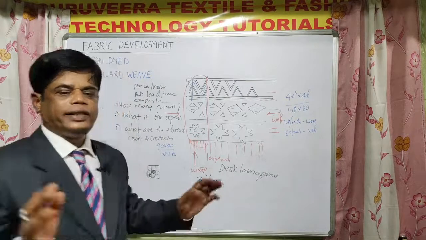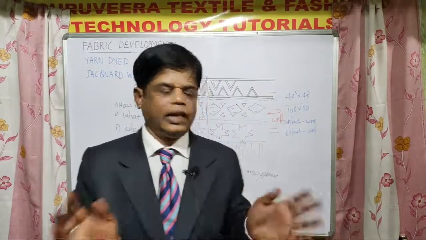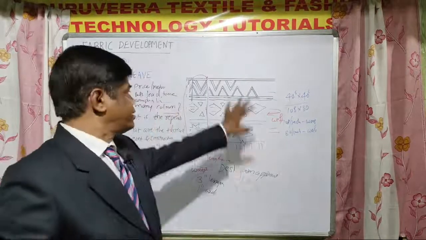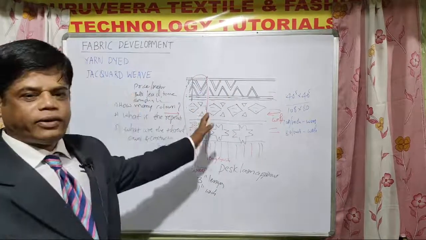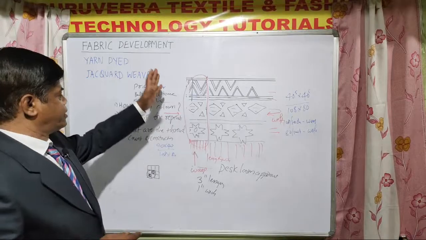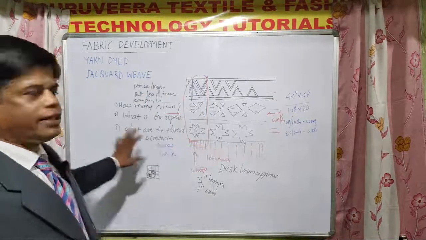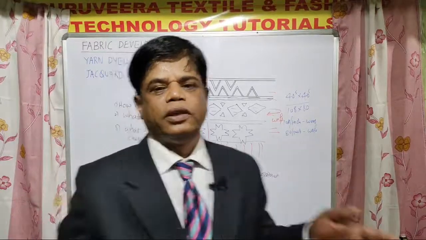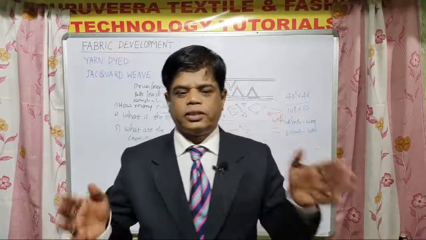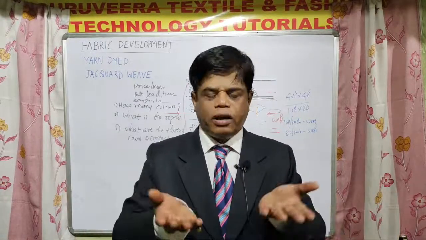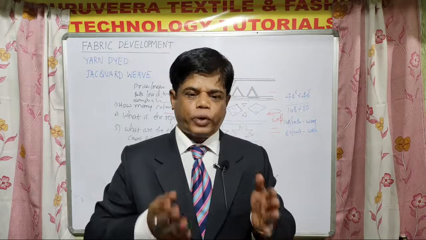Desk loom is a small square cut table like this fabric. Half of this board, in this you can make one desk loom. Small looms, small toy looms. The small fabric is woven and produced.